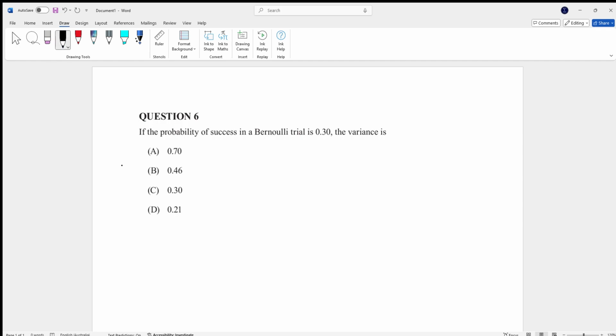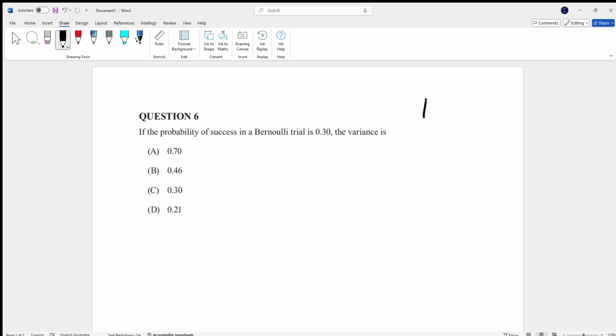Alright, question 6. If the probability of success in a Bernoulli trial is 0.3, the variance is. Okay, so this question, a lot of people get this wrong because they have no idea what a Bernoulli trial is. Now, it's a special type of binomial, okay? A Bernoulli trial is a binomial with only one trial, okay?